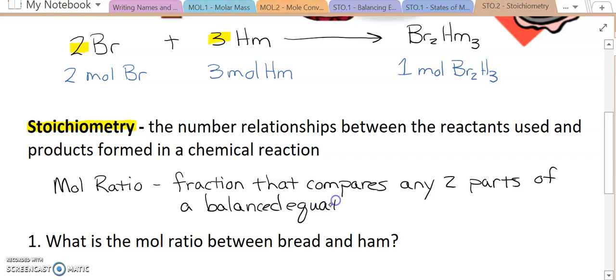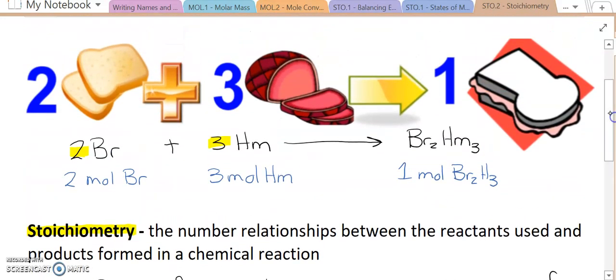And in a chemical reaction, a mole fraction is key to so many different types of math problems or stoichiometry problems that you're going to be calculating out. So if I take a look at problem number 1, it wants to know the mole ratio or the relationship between bread and ham. Well, if I take a look at my balanced equation up here, I know that I have 3 pieces of ham for every 2 pieces of bread.